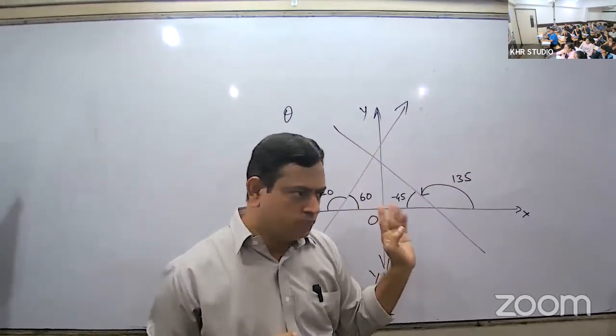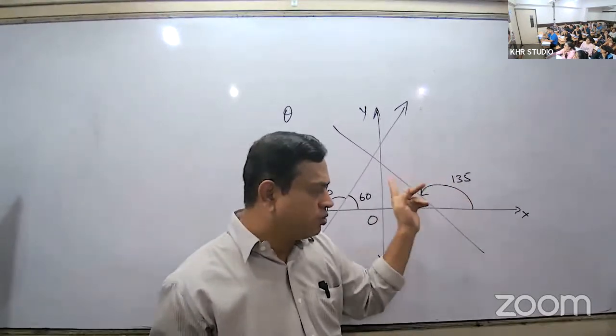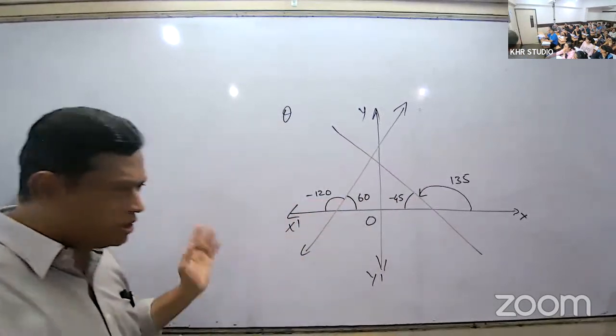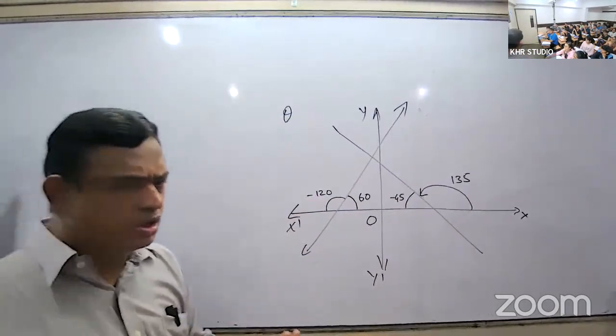Have you followed this? Yes. 135 or minus 45. The sum is equal to 180. Okay, so inclination is clear now.